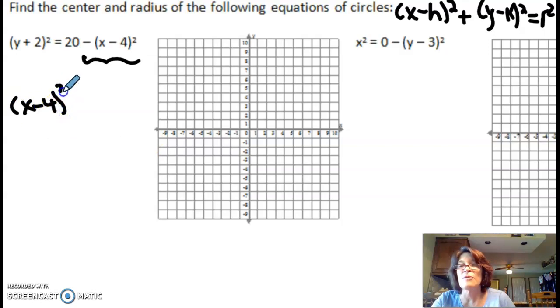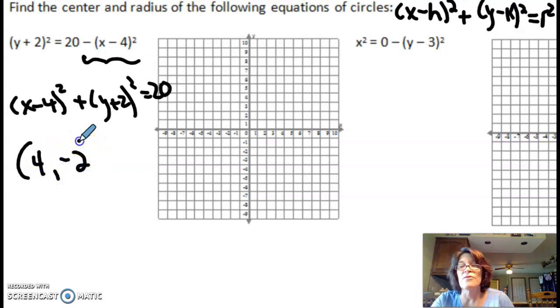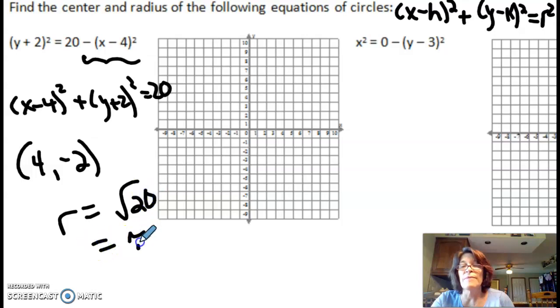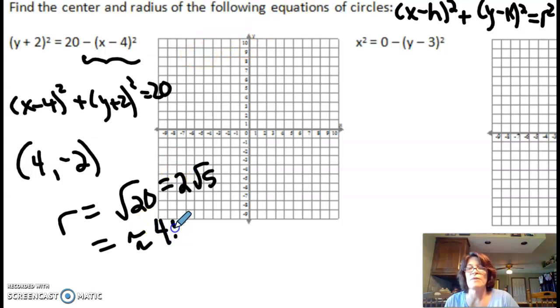This is x minus 4 squared plus, we're going to add it over here to the y plus 2 squared equals 20. Okay, so now I can see the center of my circle is 4, -2, and the radius is the square root of 20. That reduces to what? That's 4 times 5, right? Square root of 4 is 2. So 2 root 5. But I would probably want an approximation to that. That's approximately 4.47. So I'm going to be graphing this. So I'm just going to say it's approximately 4.5.